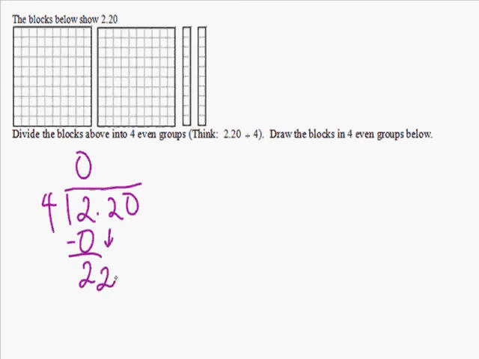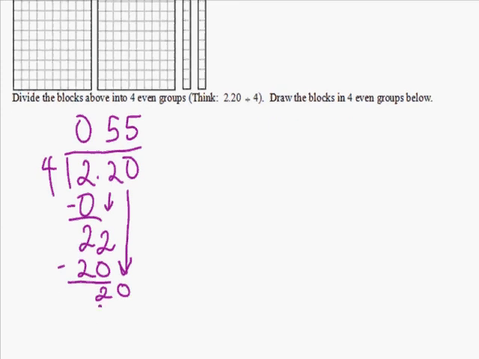Bring down the 2. How many times does 4 go into 22? 5 times, because 5 times 4 is 20. Let's go ahead and subtract 22, take away 20, that's 2. And then bring down my 0, which is 20. So now I have 4 into 20, which is, once again, 5 times. 5 times 4 is 20. Subtract, that's 0. So that means we're done with the division.